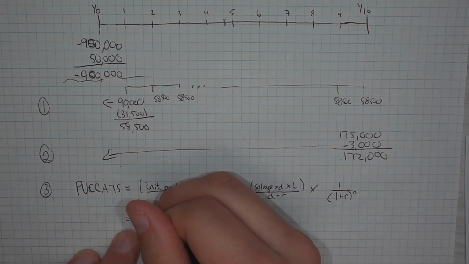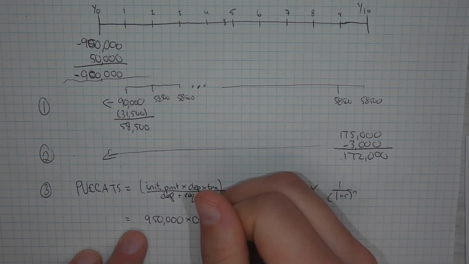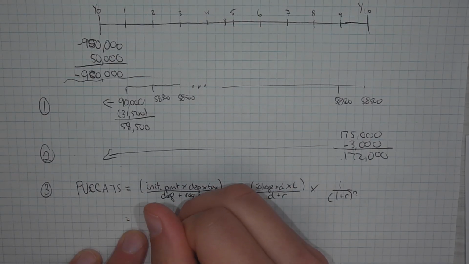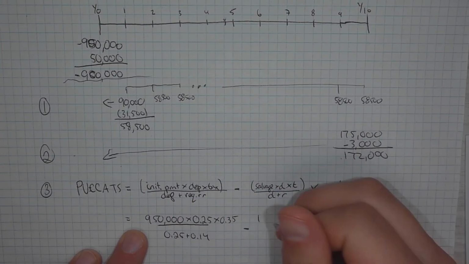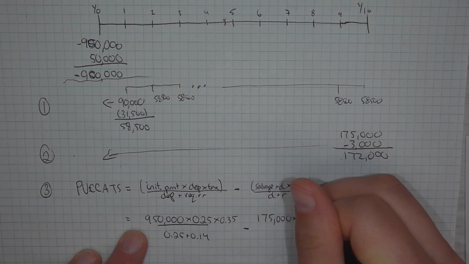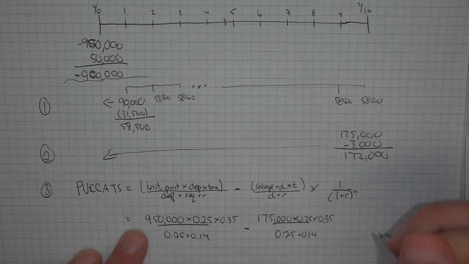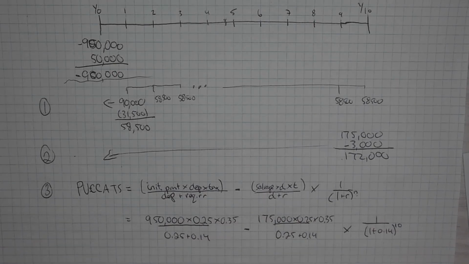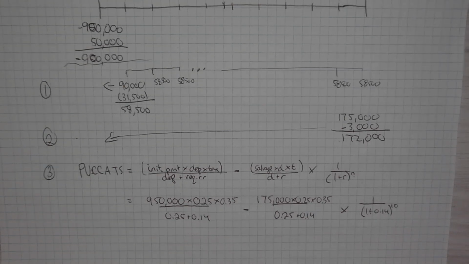Okay, so we can plug this in. We have 950,000 times 0.25 times 0.35 divided by 0.25 plus 0.14, minus 175,000 times 0.25 times 0.35, and we can calculate it out.